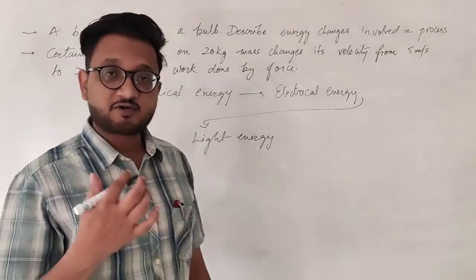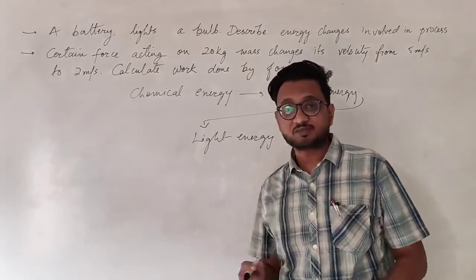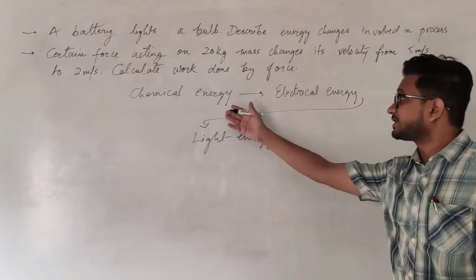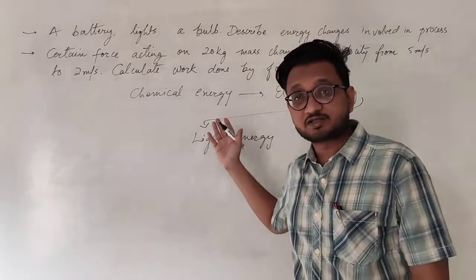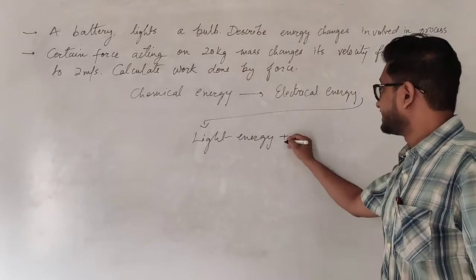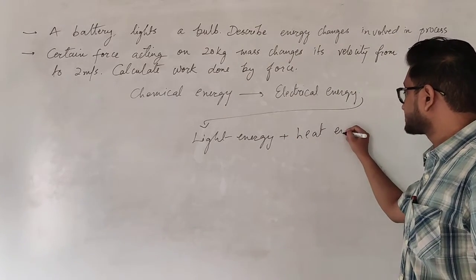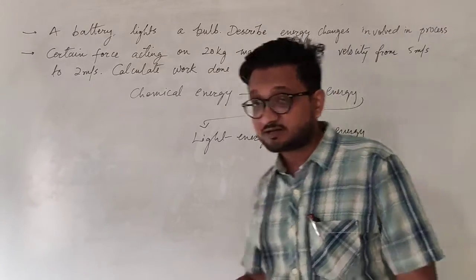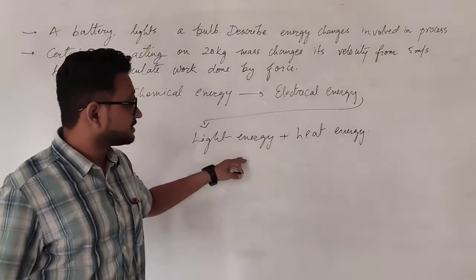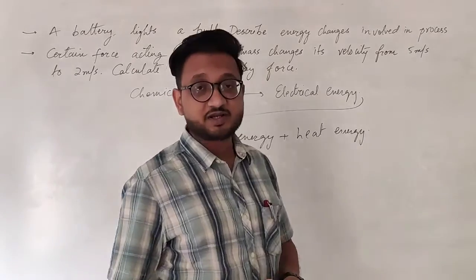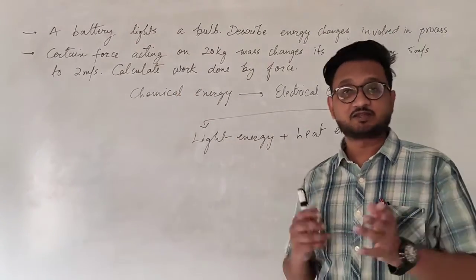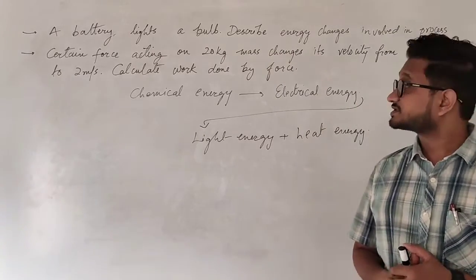But we know that whenever a bulb is used for a certain amount of time, it gets a little bit warm or hot. So we can say this chemical energy is converted into electrical energy, and that electrical energy is converted into light energy plus heat energy, because heat energy is lost in the process, but it is still there. We are not using that heat energy, we are only using light energy, but a lot of heat energy is also wasted, which is generated. It is dissipated in the environment. I hope it is clear to students.